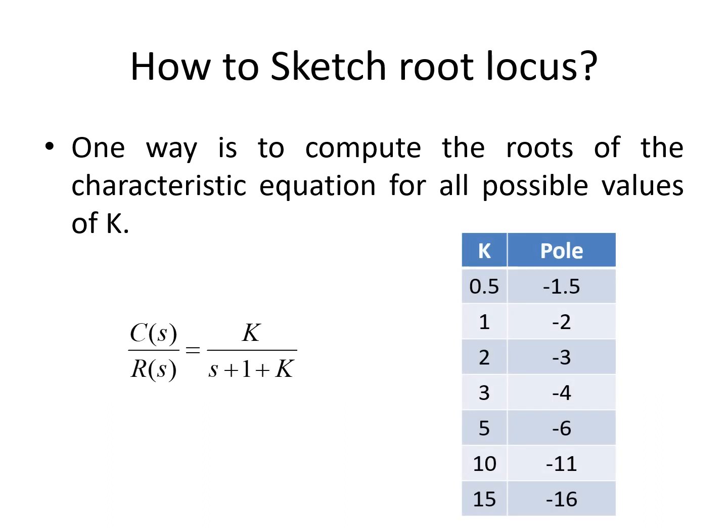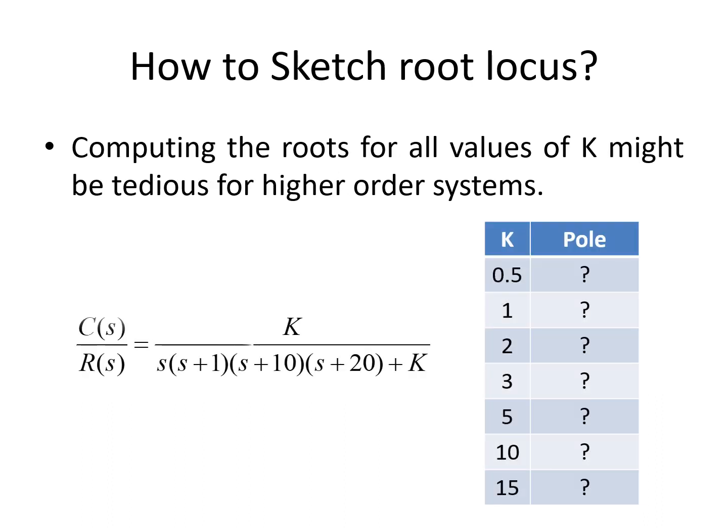So here this was the open loop transfer function which we have taken, which is equal to k divided by s plus 1 plus k, and this table is already shared, and we have seen how the value of k affects the position of the poles. You can see that the roots of the characteristic equation, which is nothing but the location of your poles, are changing as we change the value of k. So now let's see how to sketch the root locus.